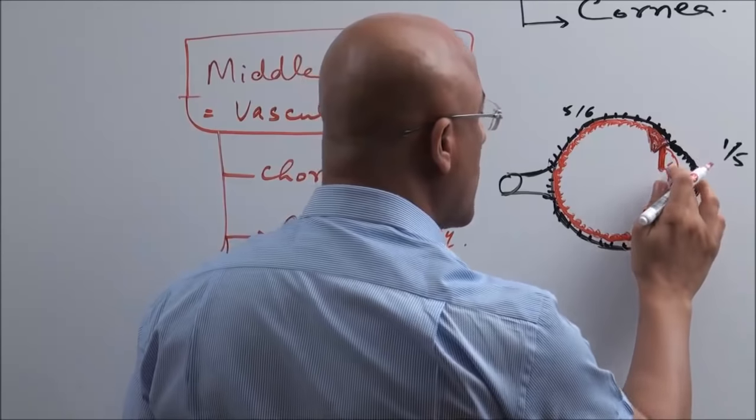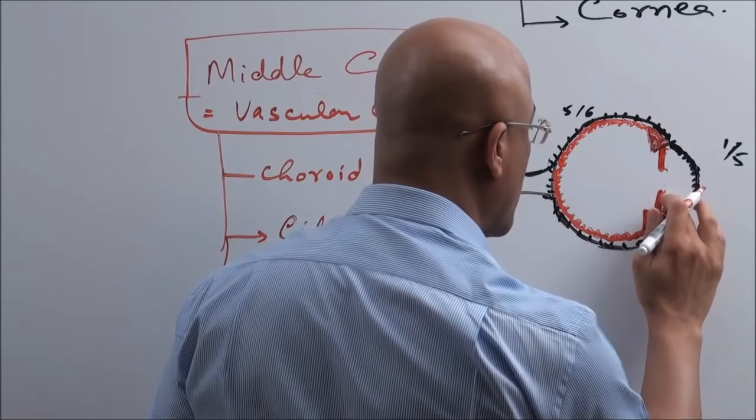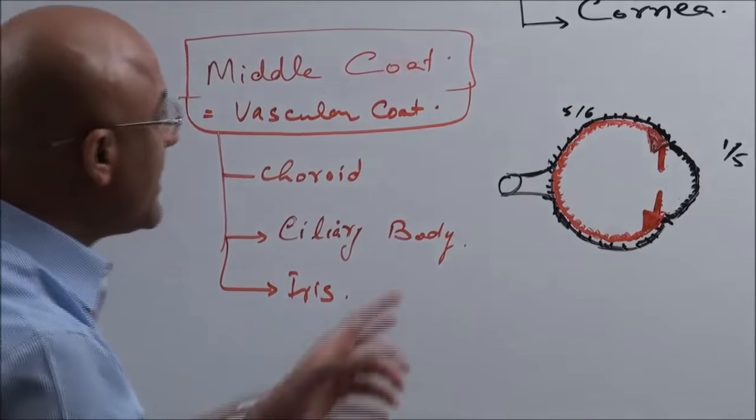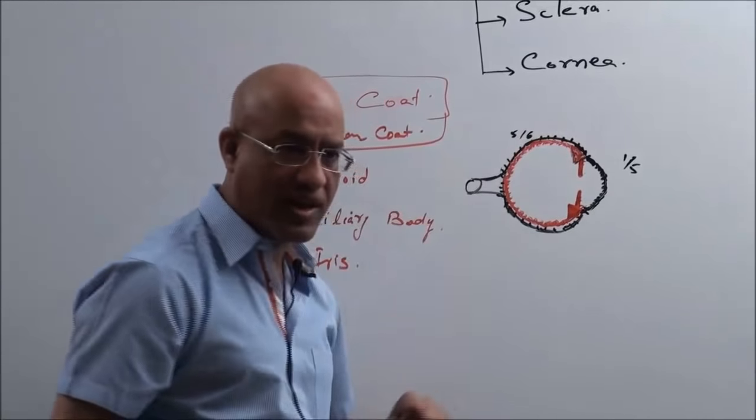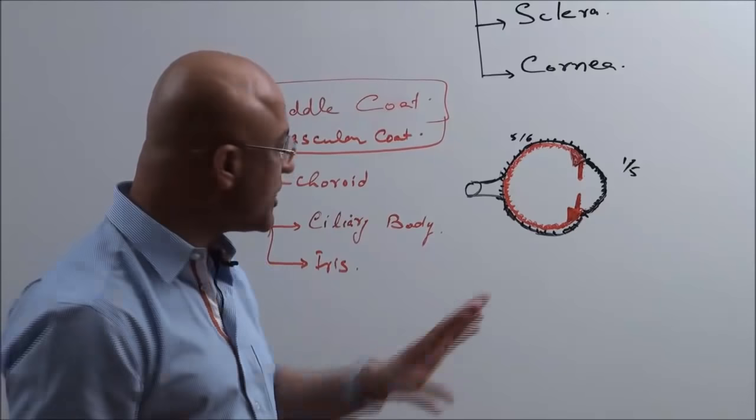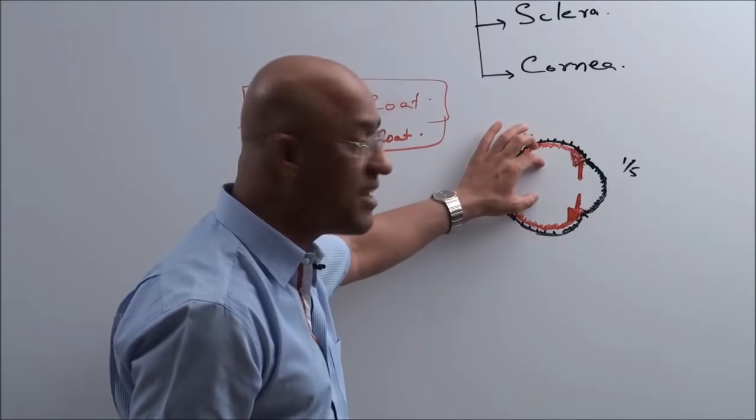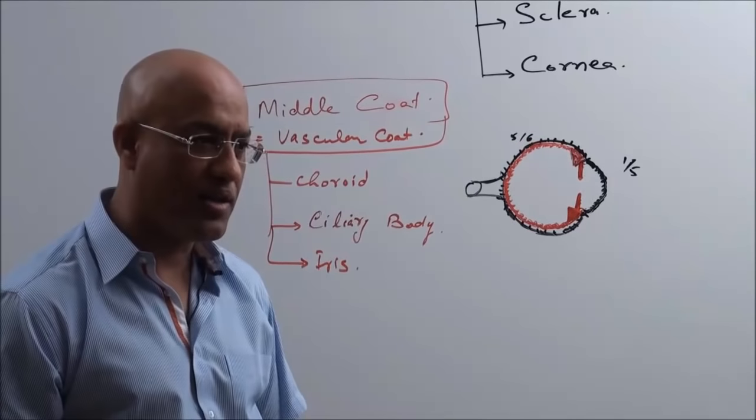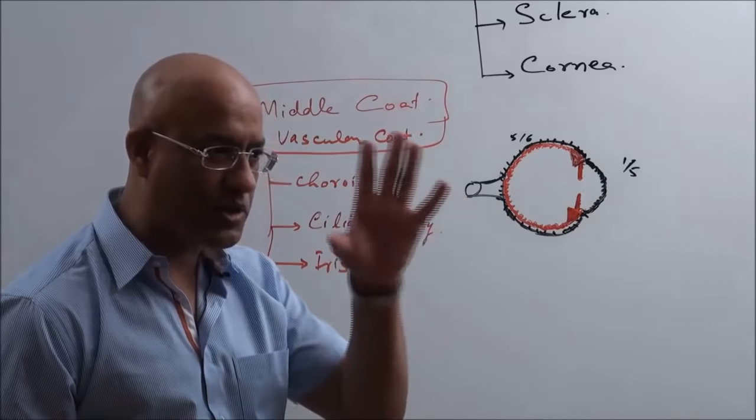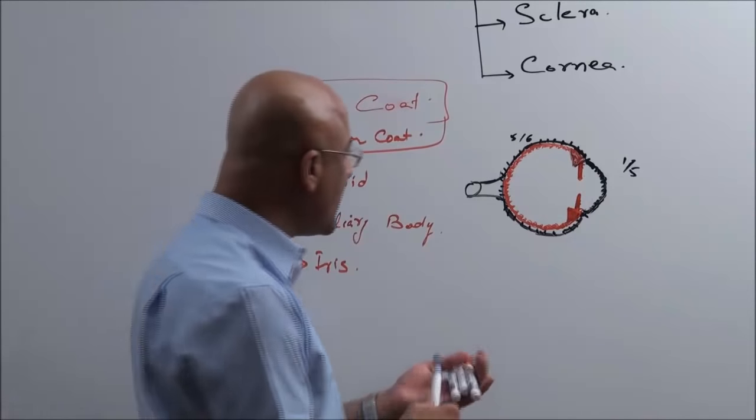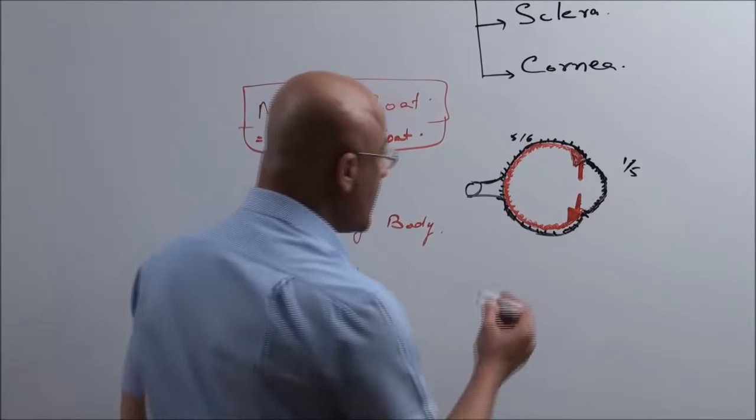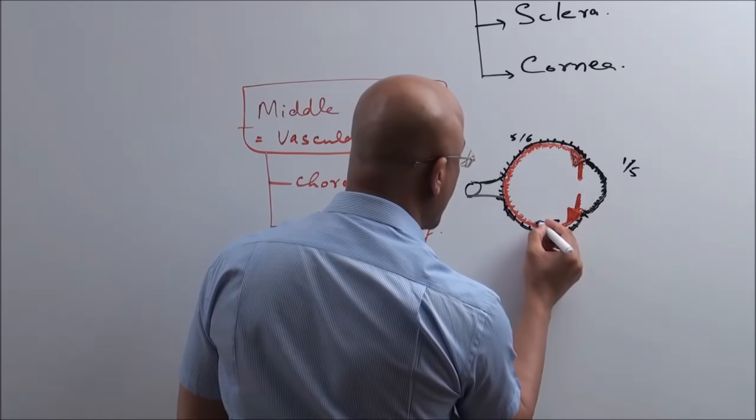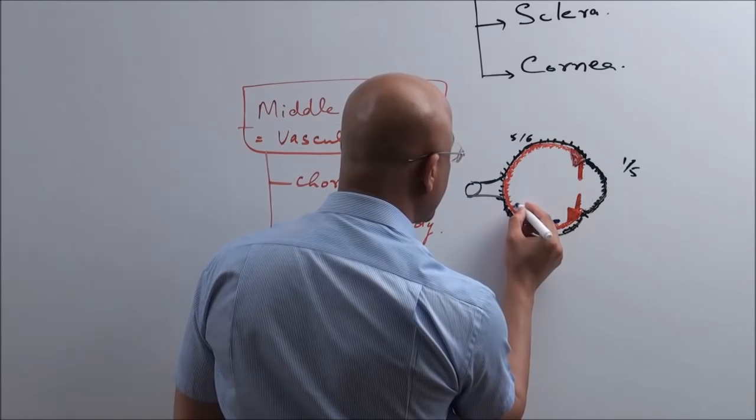Okay, I will keep it simple, because later on I'll draw the detailed diagrams. So this is your iris. Then the innermost layer, the real layer for which this protection is provided, the real layer for which this heavy vascular nutrition is provided, is the sensory layer of the eyeball. That is the retina, which is really going to do the real function of the eye. And the retina is inside. Here I draw the retina, the innermost layer.